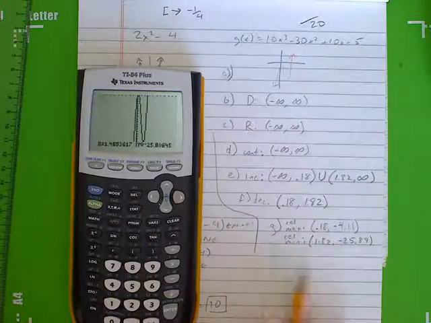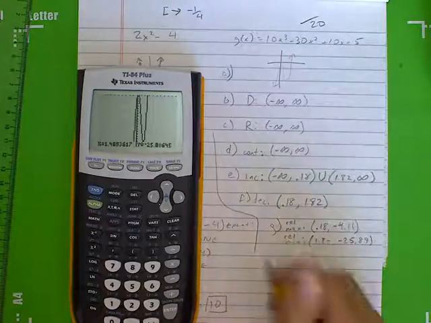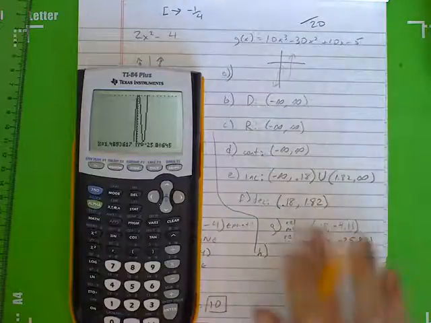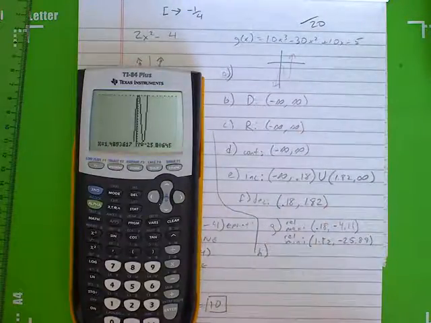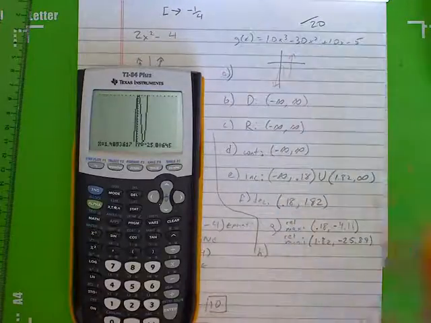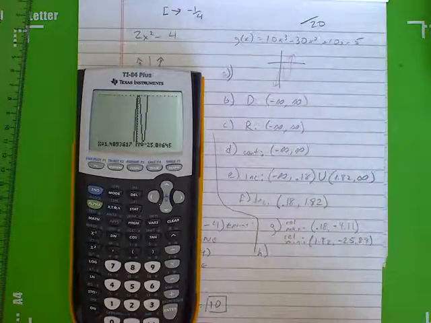So we have a relative min and a relative max. And they're each worth a half point. Okay. Questions on any of those? Zach?